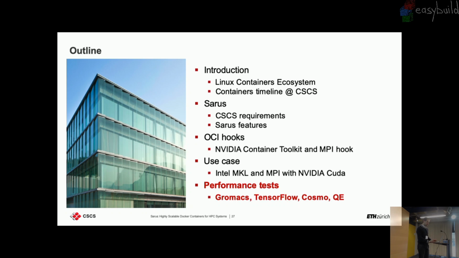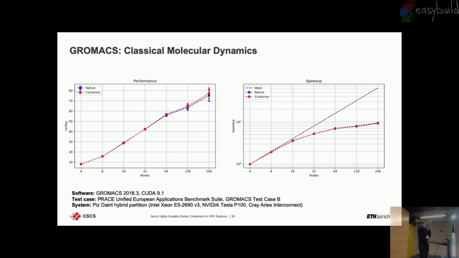And to let you have an idea of what kind of performance you can get with respect to the native run of the application, I'll show you some performance tests. I'll begin with some tests that have been done by my colleagues, and then I will end up with the Quantum Espresso application that I mentioned already in the previous steps. So we start with Gromacs, which is a classical molecular dynamics simulation package, which is probably already known to you. This is Gromacs 2018.3, and you can see on the left side the performance in terms of nanoseconds per day produced by the simulation engine, and on the right side the speedup with respect to ideal.